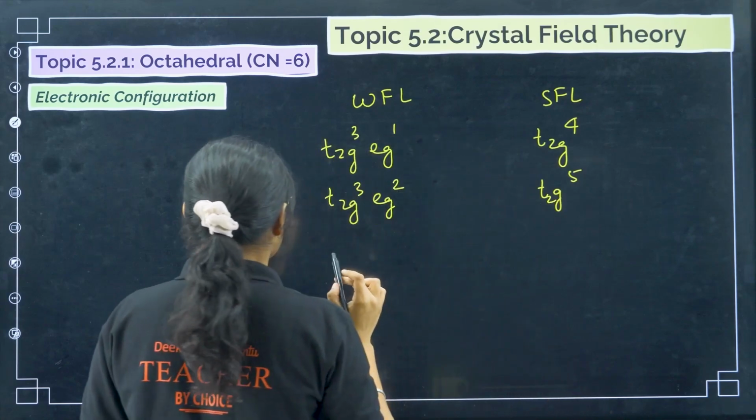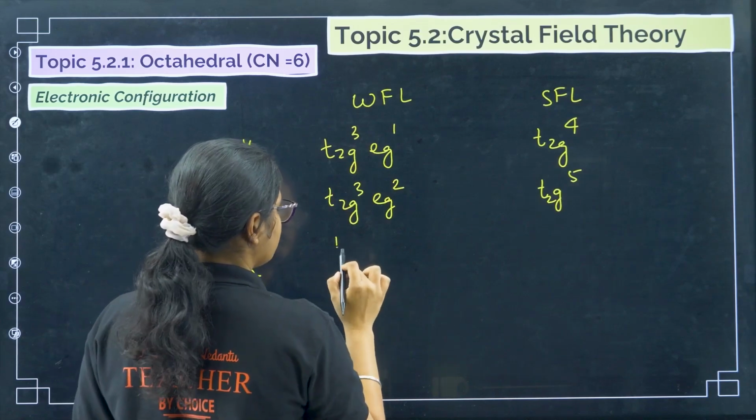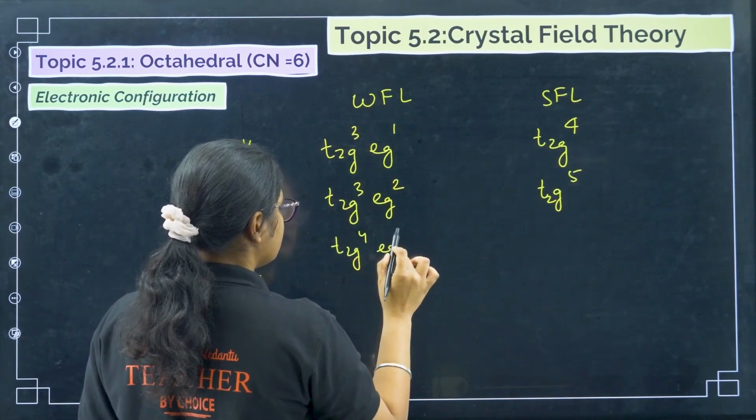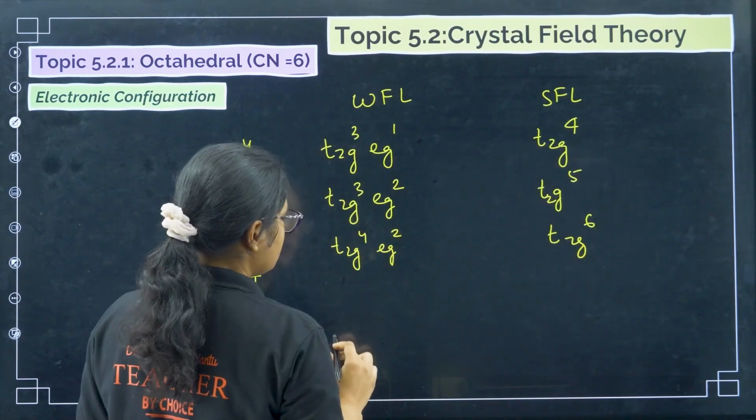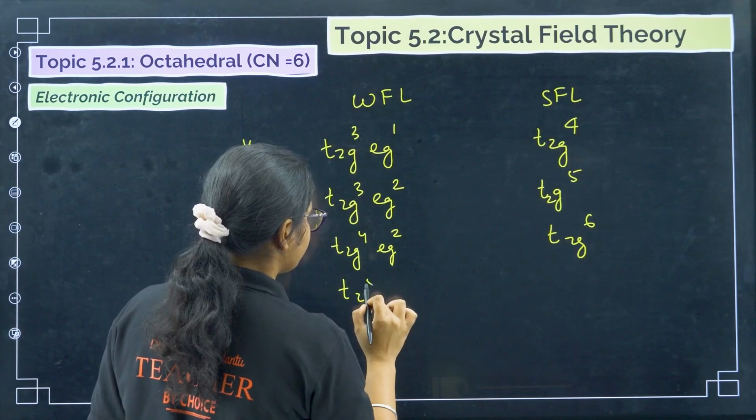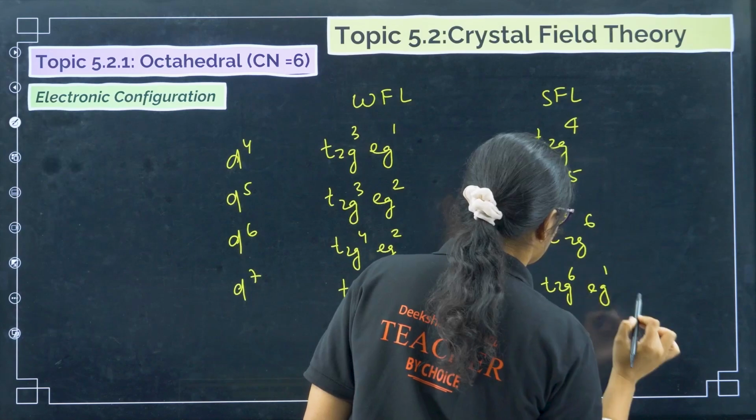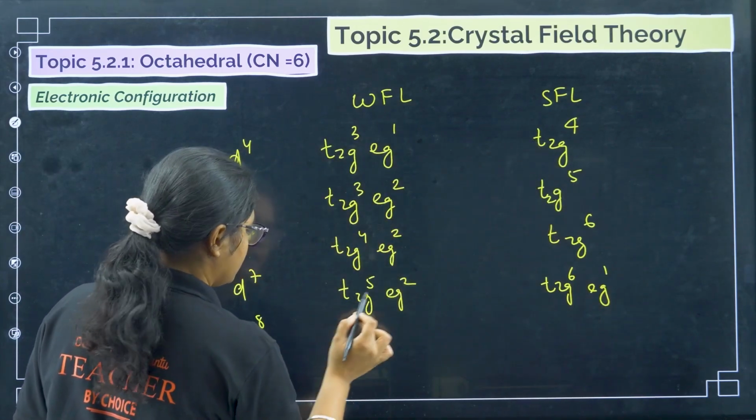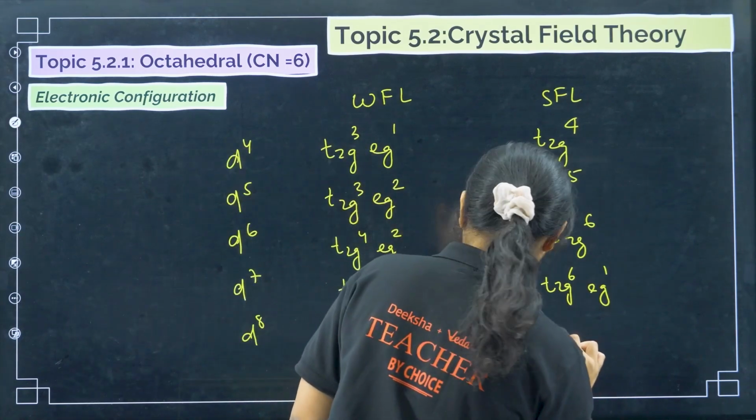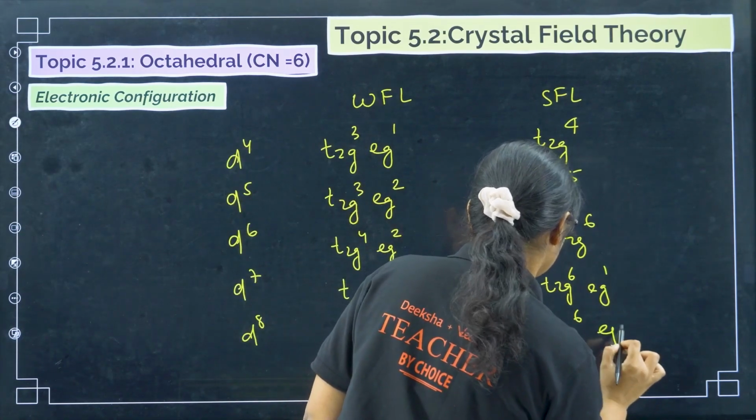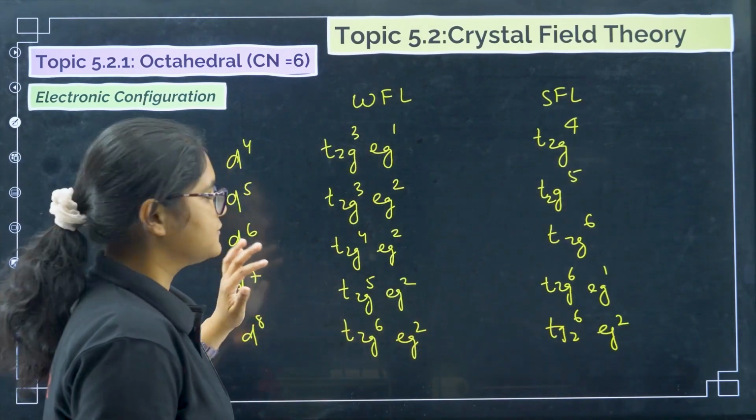Next, for D5, it is T2G3 and EG2, and here it is T2G5. Next, when we have the sixth electron, 3 plus 2 is already filled, so the fourth electron will be at the down, so T2G4, EG2, and here it will be T2G6. Next, for the seventh one, there will be T2G5, EG2, and here it will be T2G6, EG1. Next, for D8, again there will be pairing, so it is T2G6, EG2, and here also T2G6, EG2, okay? D9 will be again 3 and 3, D10, 4 and 4, okay? So that is the difference.